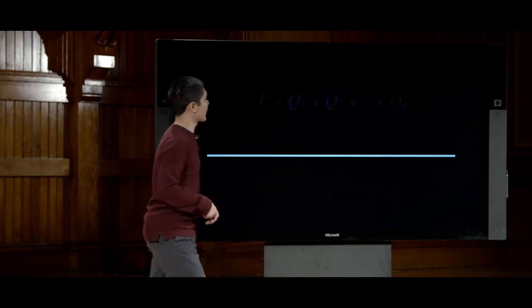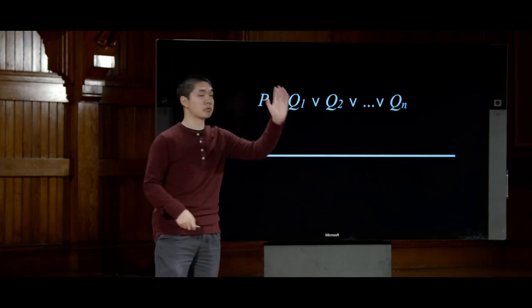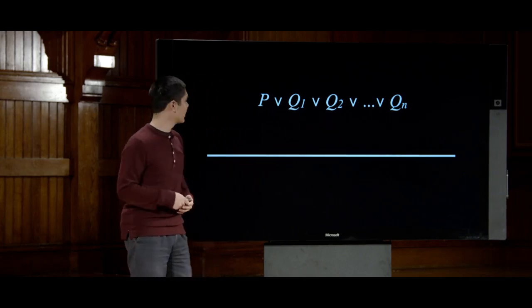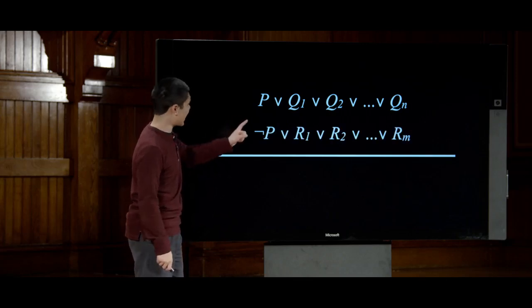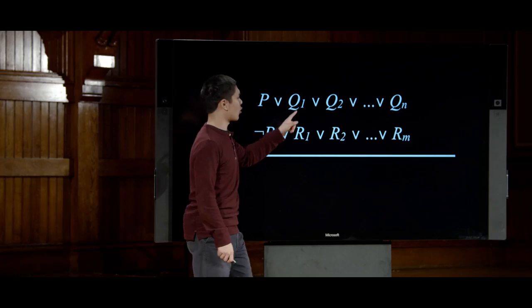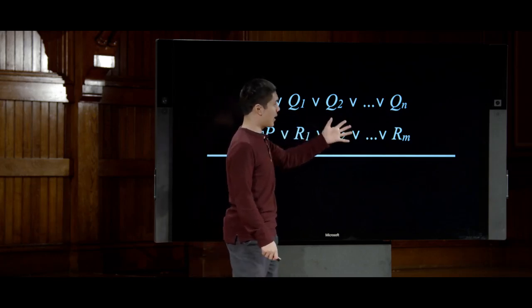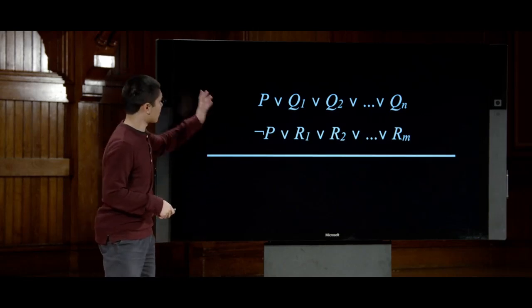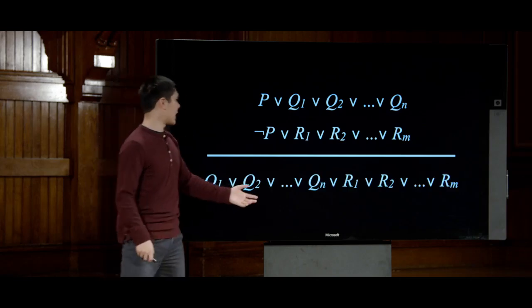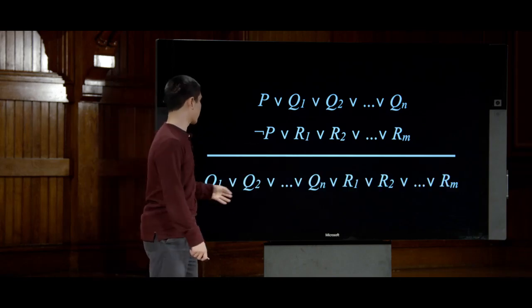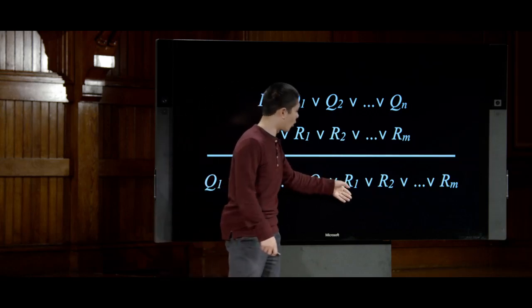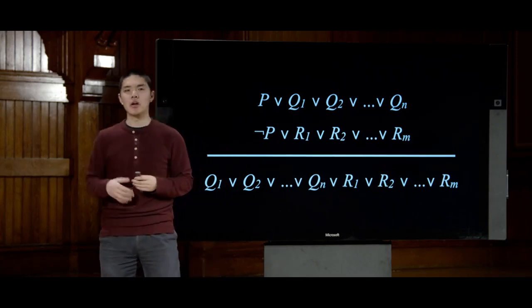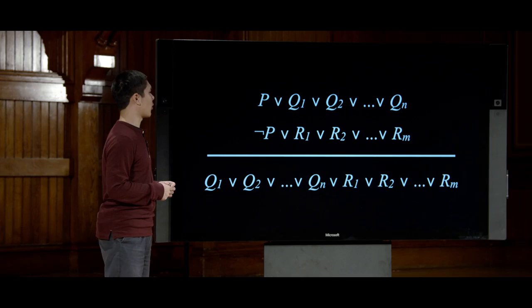So if I had a rule that had P or Q1 or Q2 or Q3, and so on, up until Qn, where n is just some number, and likewise, I had not P or R1 or R2, and so on, up until Rm, where m, again, is just some other number, I can resolve these two clauses together to get one of these must be true: Q1 or Q2 up until Qn, or R1 or R2 up until Rm. And this is just a generalization of that same rule we saw before.